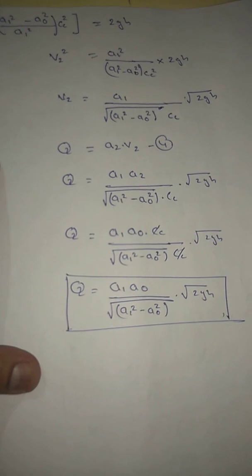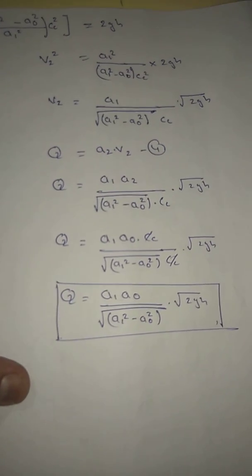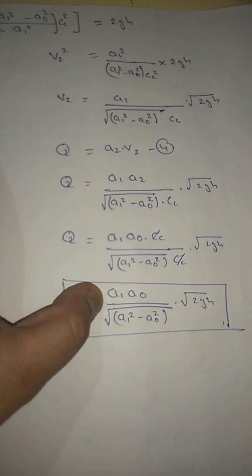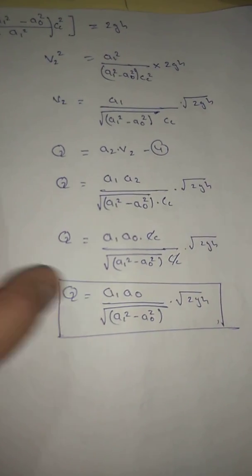If we have to find the actual discharge, then we multiply by Cd in it. Cd is the coefficient of discharge.